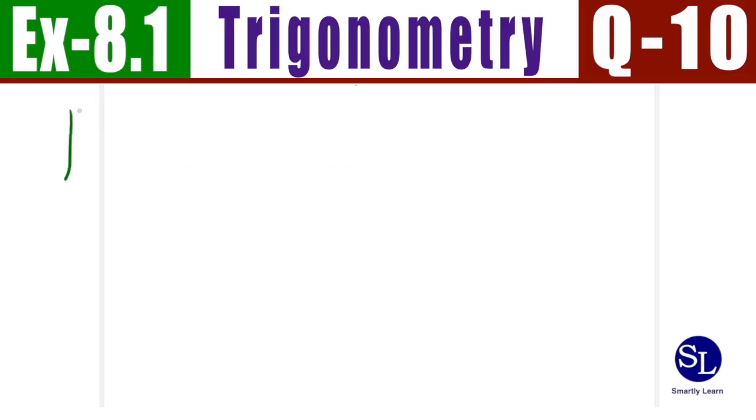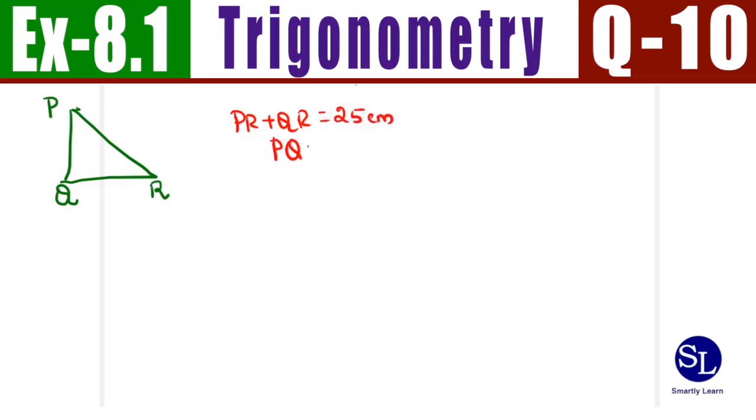Let's first draw a right angled triangle. So they said it is right angled at Q, so I'm marking the Q here. This angle is marked as P and this side as R. Now what is given to us is PR plus QR is equal to 25 centimeters and PQ is given to be 5 centimeters. So this side we already know as 5 centimeters.